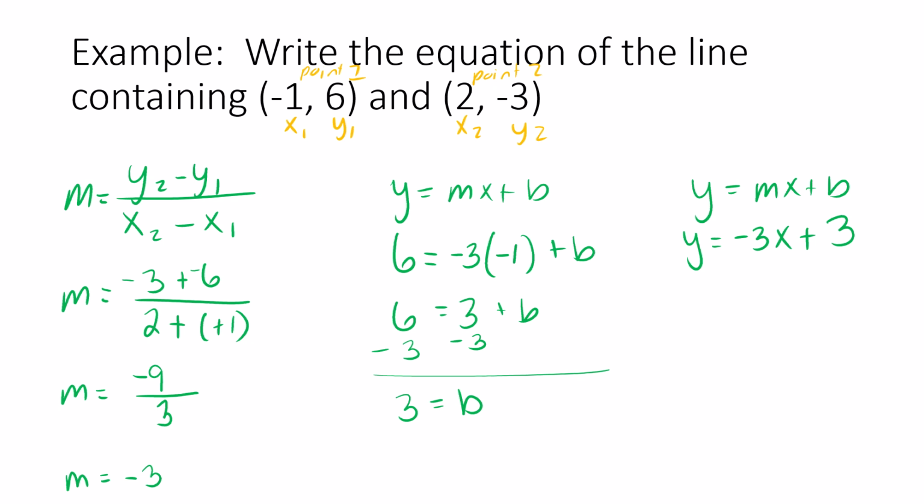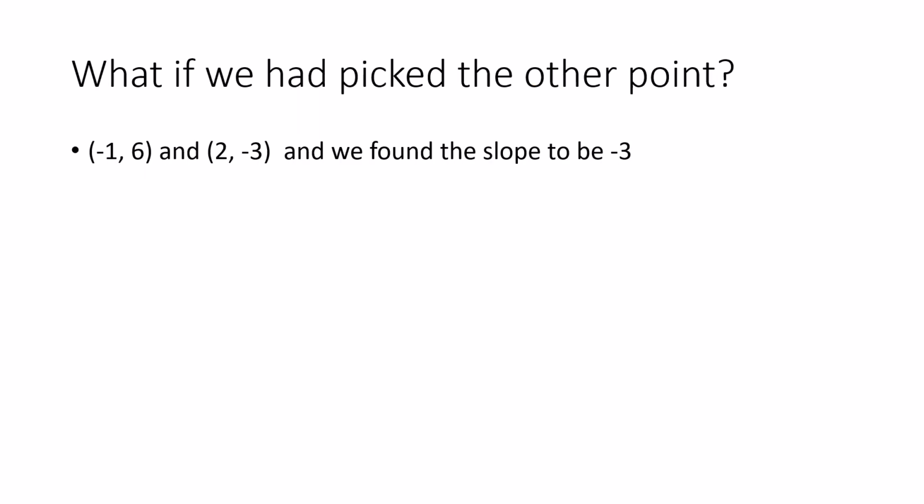All right, so there's the equation of my line. Now, what if we had picked the other point? Okay, so we already found the slope to be -3. I'm not going to drag you through that, but I picked the point -1, 6. What if I had picked the other one? Because in those directions, I said you can pick either point. Well, how do you know you're going to get the same equation?